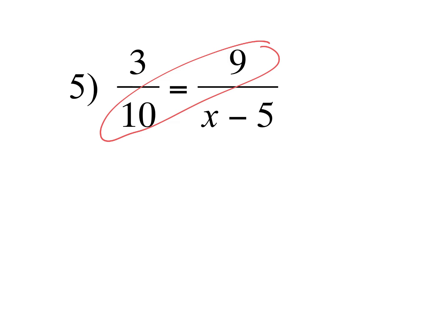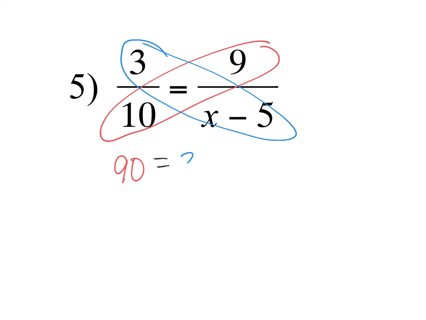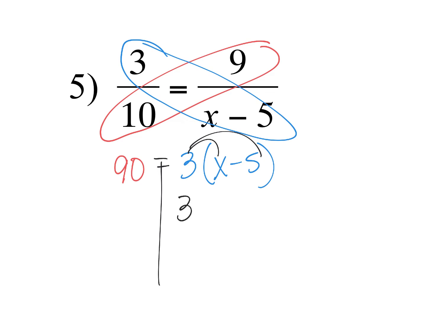9 times 10 would give you 90. And this one we're going to have to write a little bit differently. I'm going to have to write it as 3 times x minus 5, since that's not just an x. Yes, you need the parentheses because it'll be wrong if you don't have them. Then how would you solve this? Well, you would need to distribute that 3. So you have 3x minus 15 equals 90.